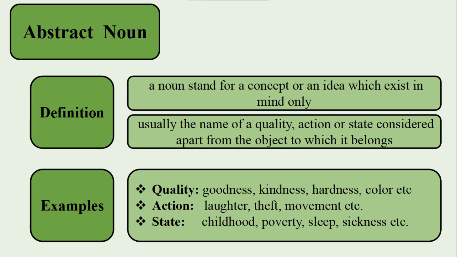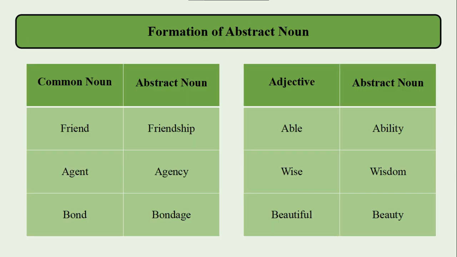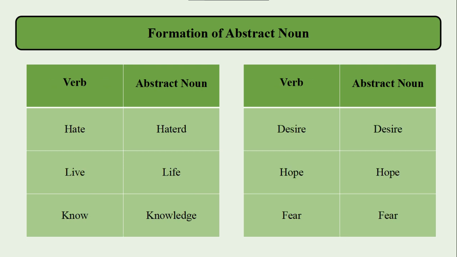Right. And the notes mention something fascinating about how these are formed. Yes, the formation of abstract nouns. This is where you see language building on itself. Often they're derived from other kinds of words. Like how? Well, you can take a common noun, like friend, and derive the abstract noun friendship. Or agent becomes agency. Or take an adjective like able becomes ability. Wise becomes wisdom. Okay, yeah. Even verbs. Hate can become the abstract noun hatred. Love gives us life. Know gives us knowledge.